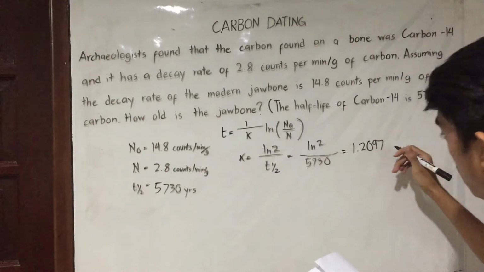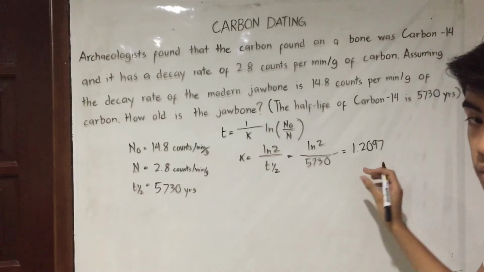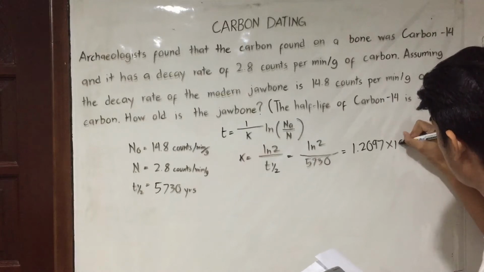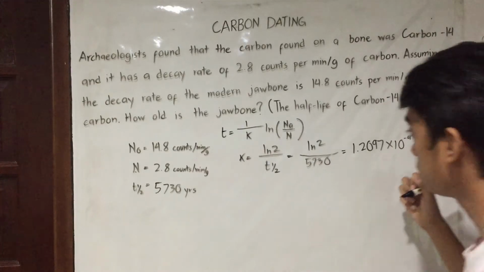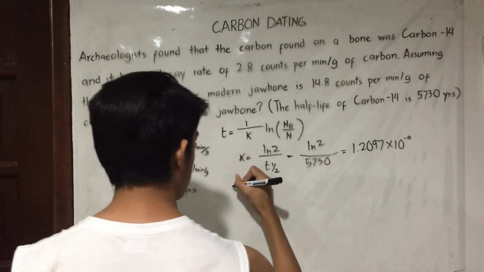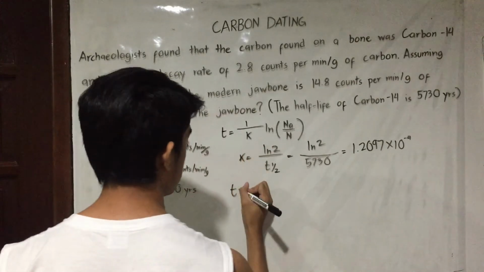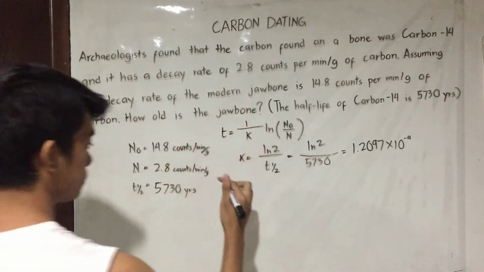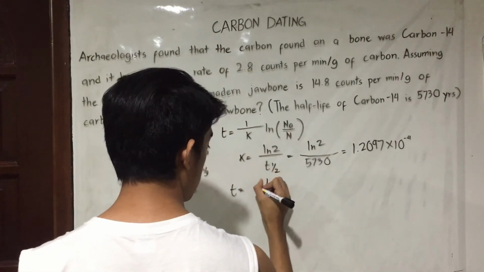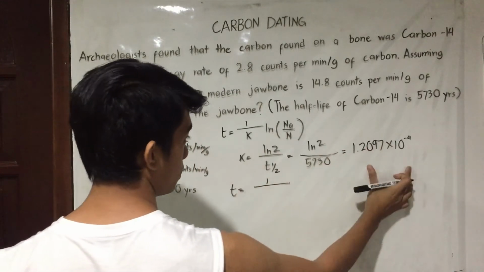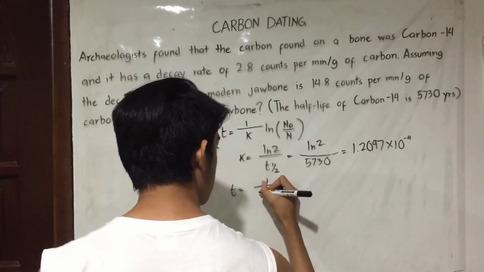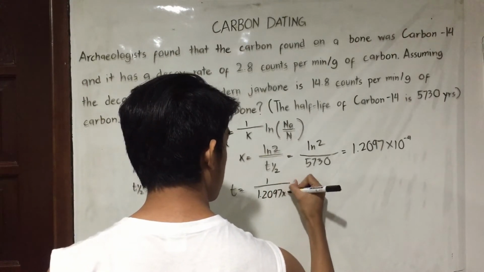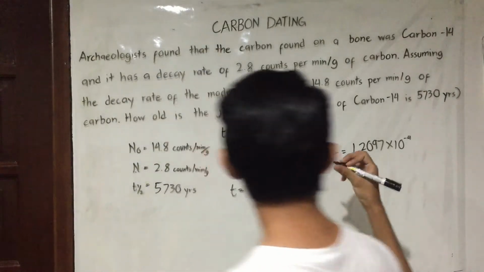1.22097. I'm just going to round this off to the 4th digit so we can minimize the number of numerals, times 10 raised to -4. We're going to just substitute that. We can now solve for the time for the carbon date of the jawbone. So 1 over k is equal to 1.2097 times 10 raised to -4.